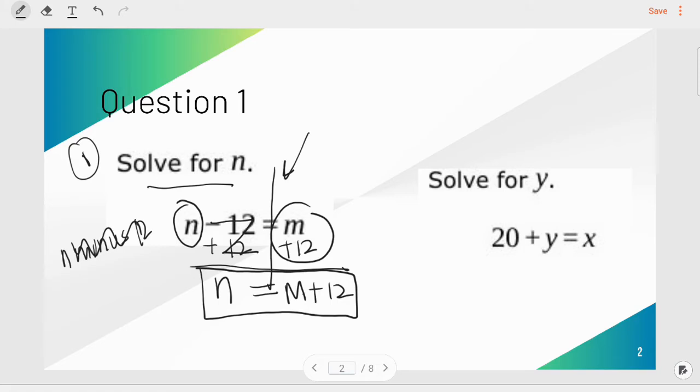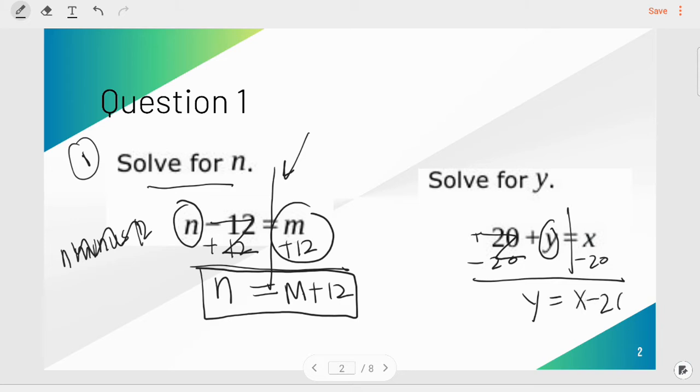Solve for y. Okay, so on this problem, I used addition to solve for my variable. On this one, I'm going to use subtraction. So I notice that there's my y. This is a positive 20. I'm going to subtract to get rid of it. And I am left with y is equal to x minus 20. I write it side to side instead of up and down, and I do notice that there are no like terms, so that's my answer.